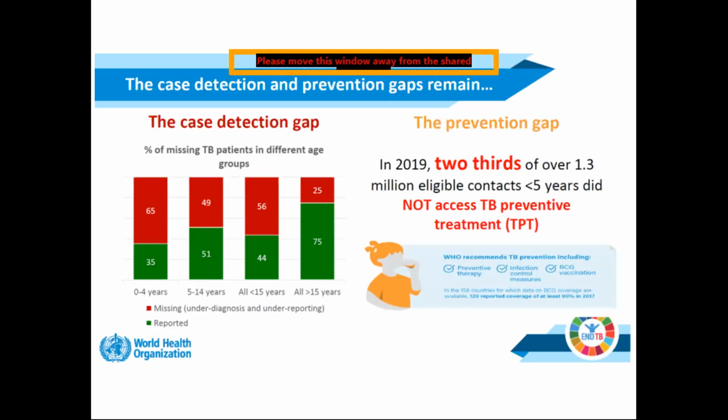And like I mentioned, 2/3 are not accessing preventive therapy, even though we know that pediatric TB is potentially preventable if you can identify a child who's been exposed to TB and provide preventive therapy. Next slide.